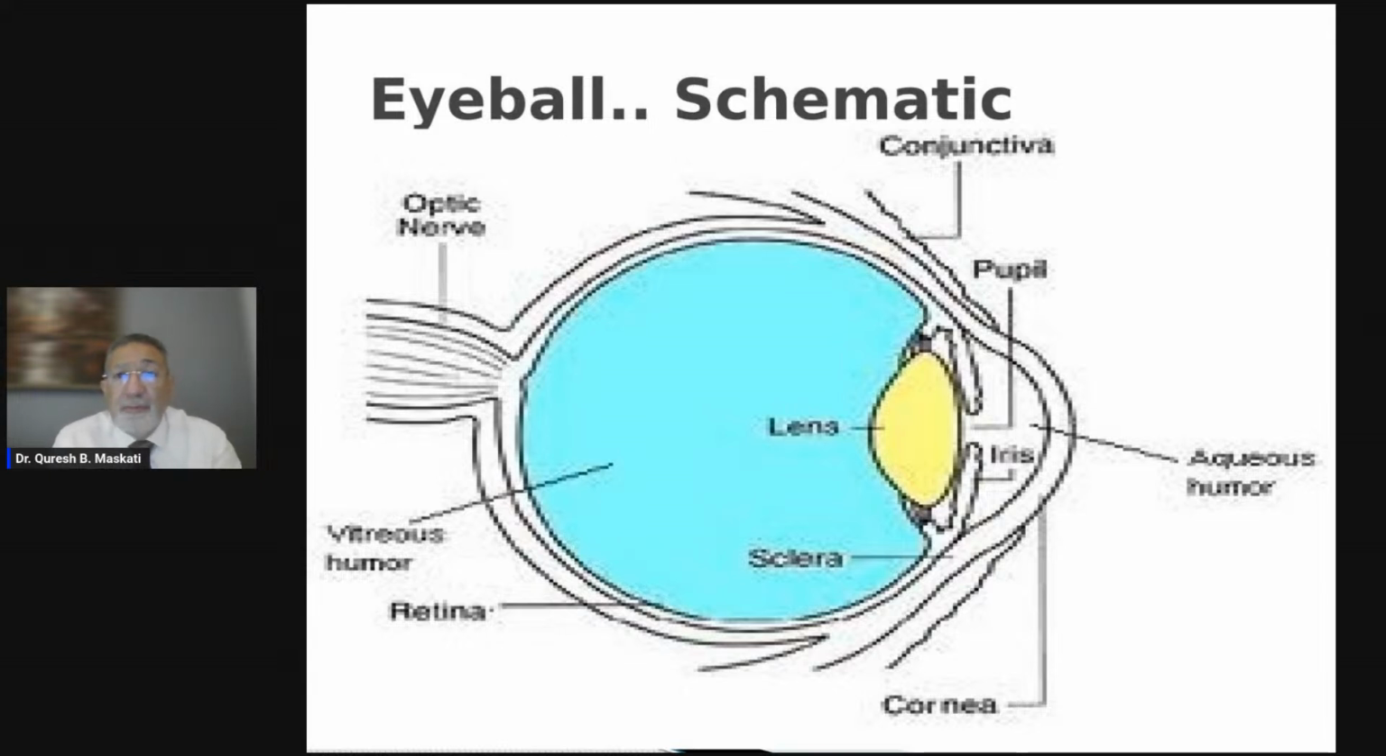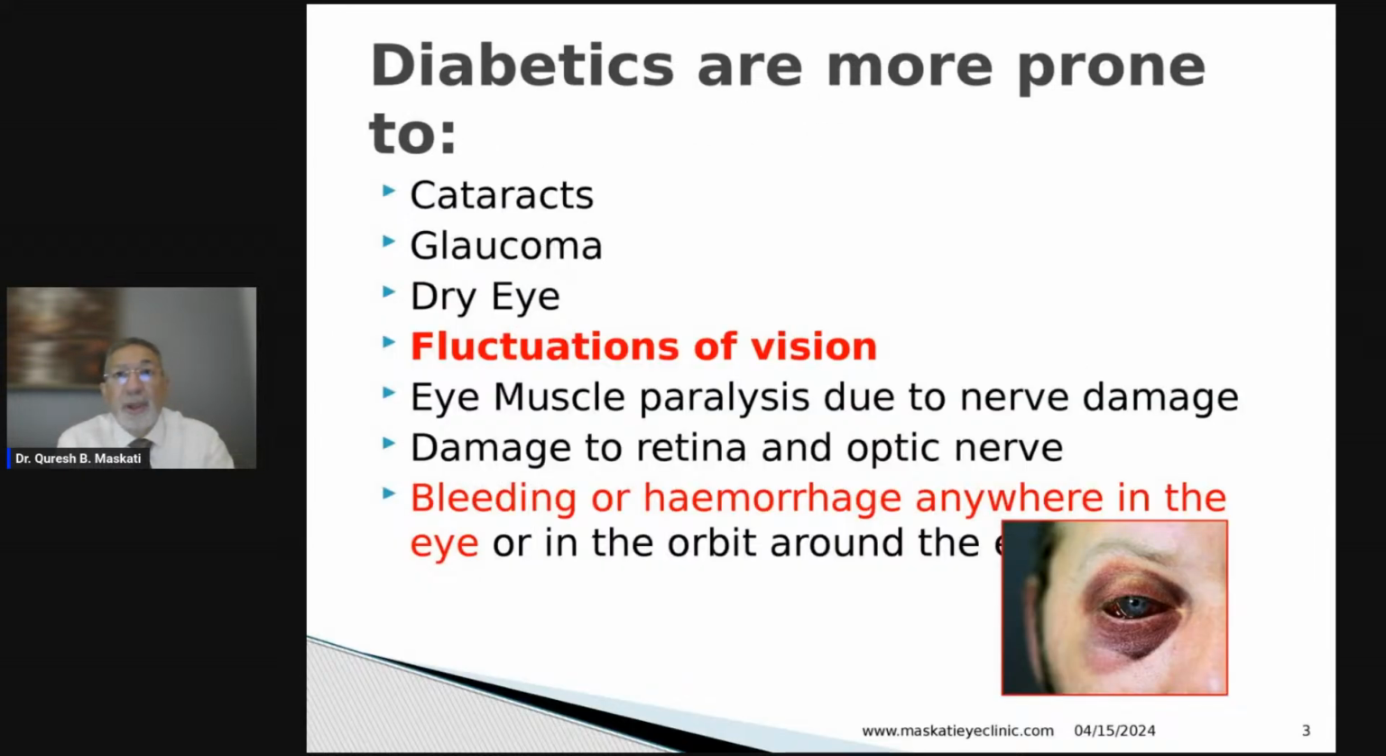So diabetes affects almost every tissue of the eye, and we will see. So just remember this little basics of anatomy, that the retina is at the back of the eye, and from the retina, the impulses go through the optic nerve. So diabetics are more prone to cataracts. They can occur in younger age groups. They can be more severe. They can be more rapidly progressive.